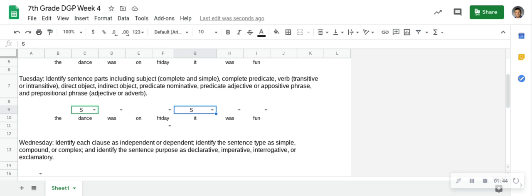So looking at it being the simple subject, okay, on the second part. So what are our verbs that go with each of them? They both are was, right? Like Fuzzy Wuzzy was a bear, right? So are they VI or VT?